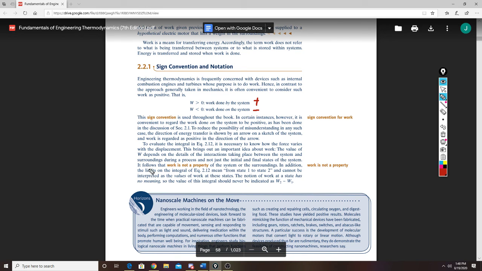And then it says work is not a property of the system or the surroundings. In addition, the limits of the integral of equation 2.2 mean from state 1 to state 2 and cannot be interpreted as values of work at these states. The notion of work at a state has no meaning, so the value of this integral should never be indicated as W2 minus W1. So basically they're just telling you what not to do there.